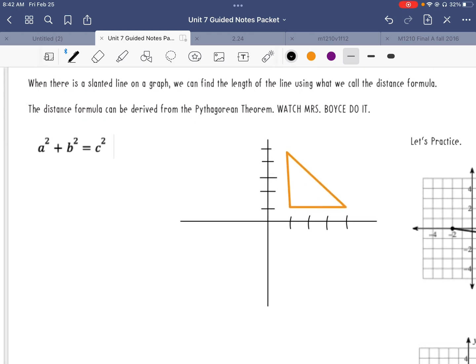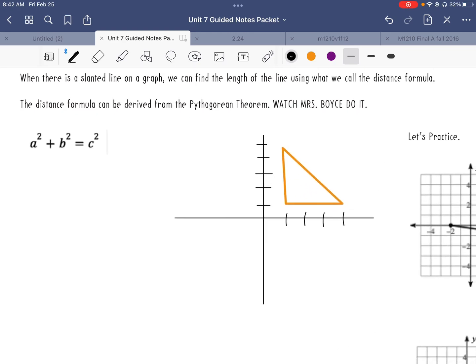So we're going to use this picture of a triangle to help us look at this situation. The first thing I'm going to do is label my sides A, B, and C. Remember, if our right angle is here, C should always be across from it, and A and B can be in either order.